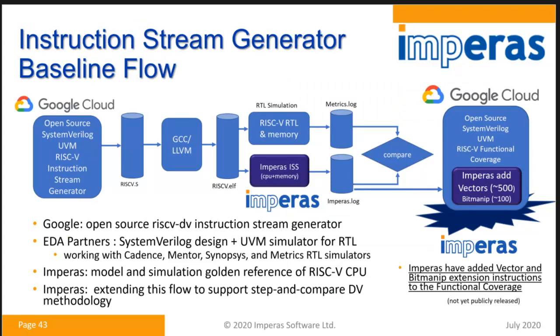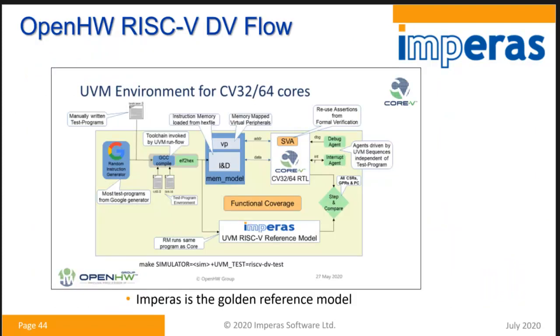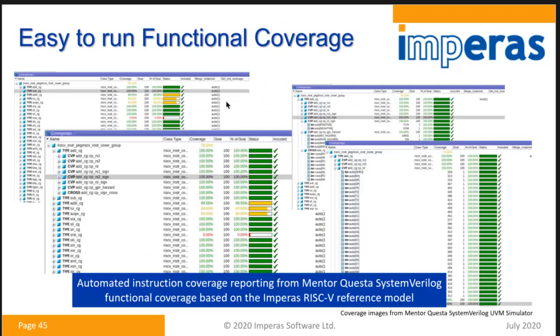There's an example of the flow that Google have used, where they use our simulator as the reference to compare against the RTL. This is a flow that they've been using with the Ibex processor core that's being developed as part of the OpenTitan project. And actually there's a SystemVerilog functional coverage in there, and we've added vectors and bit manipulation in there, though that's not been released. Now, the Open Hardware group used the Imperas reference simulator as a golden reference to verify the RTL that they are developing.